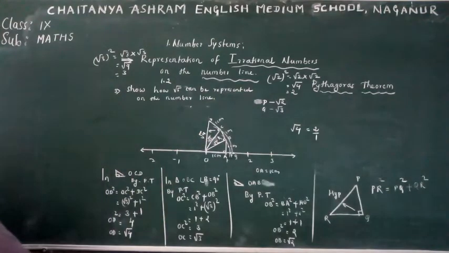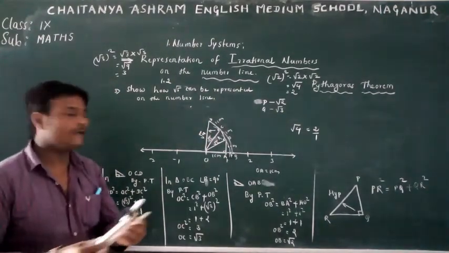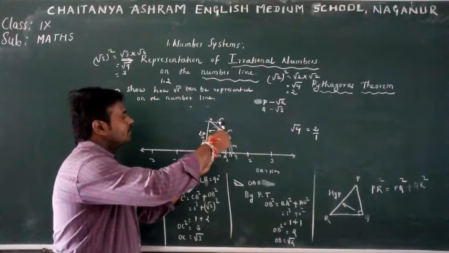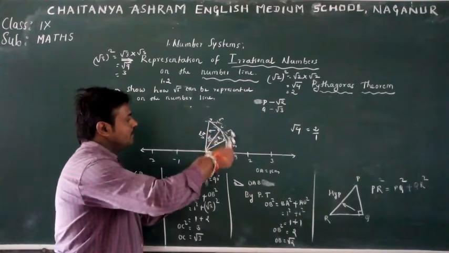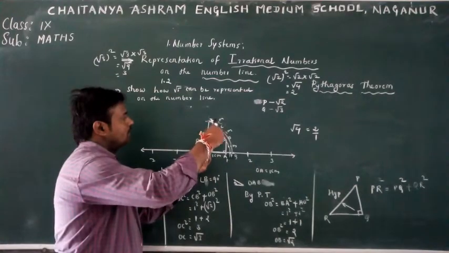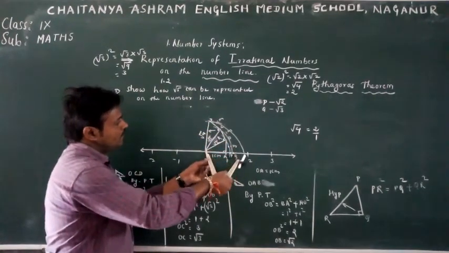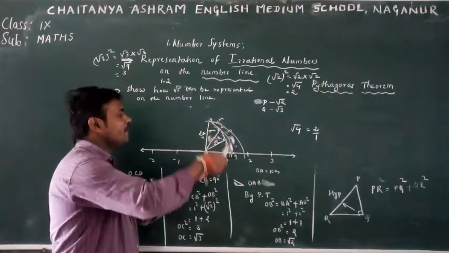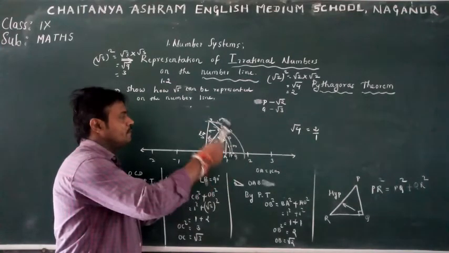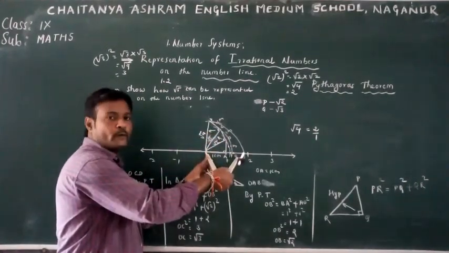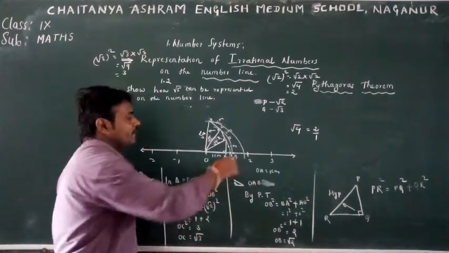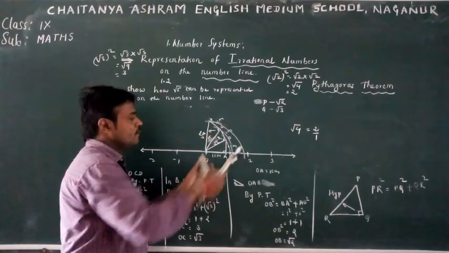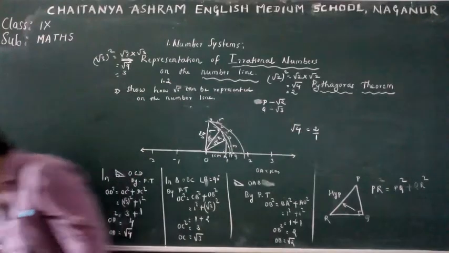Take a compass with O as the center and OD as the radius. Draw an arc. So, dear children, OD is the same as this length. This is root 2, this is also root 2. Okay, so then root 2, not root 4. This is root 4, this is also root 4. So this point represents root 4 on the number line.